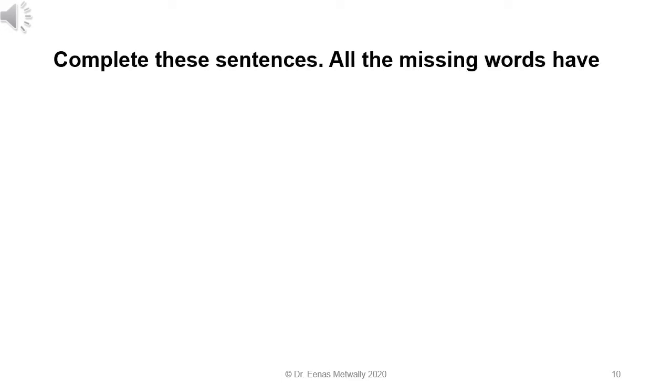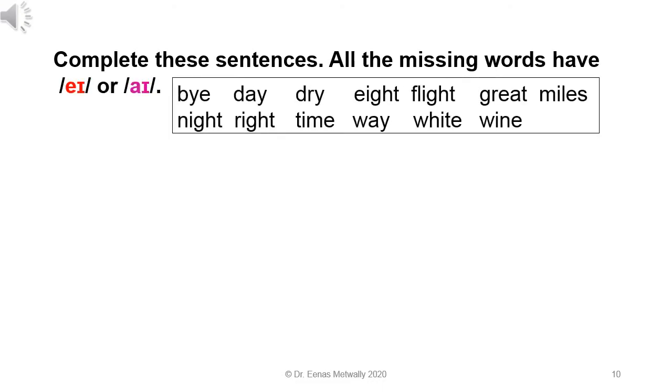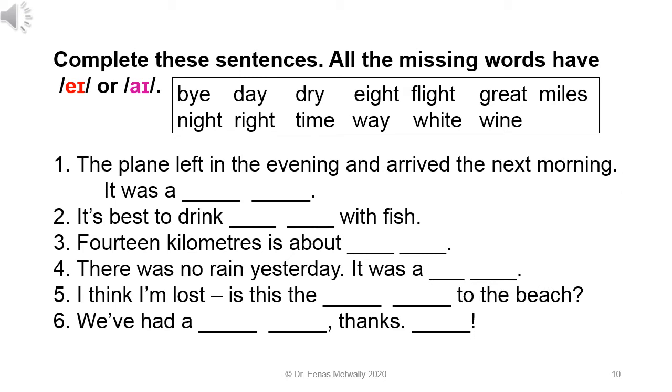Now let's practice. Complete these sentences. All the missing words have either A or I. The words are buy, day, dry, ate, flight, great, miles, night, right, time, way, white, wine. And here are the sentences. Example 1. The plane left in the evening and arrived the next morning. It was a night flight. Pause the video and do the exercise.